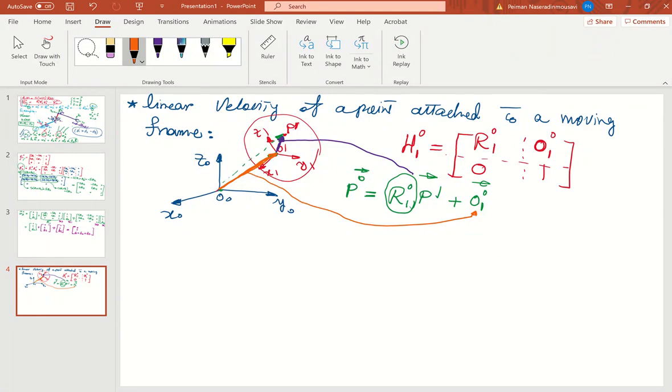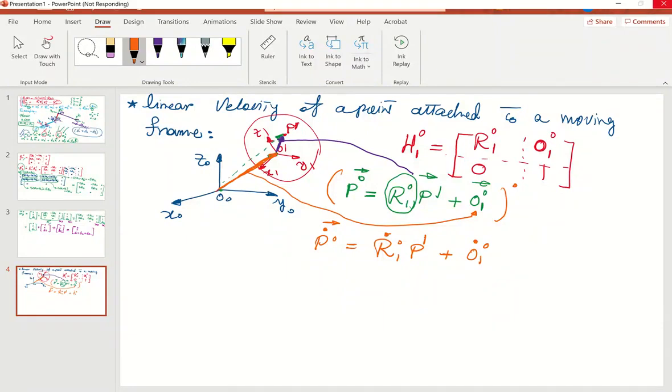But we want to have the velocity of the point expressed in the base coordinate frame. So we're going to take the time derivative of both sides. So p with respect to frame 0, dot, is going to be R1 dot, which I taught you in the previous class using the skew symmetric matrix, times p1, plus O1 dot with respect to 0. Everything is by time derivative. But today I taught you about these guys.